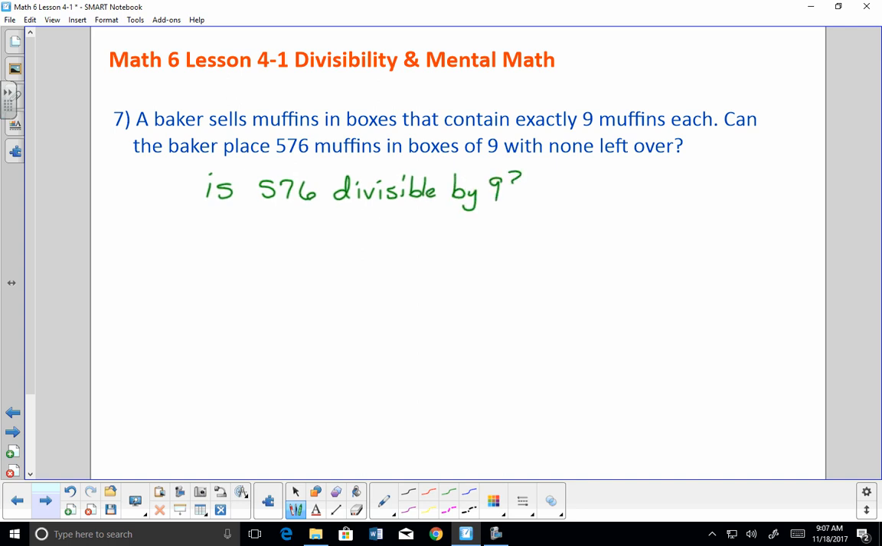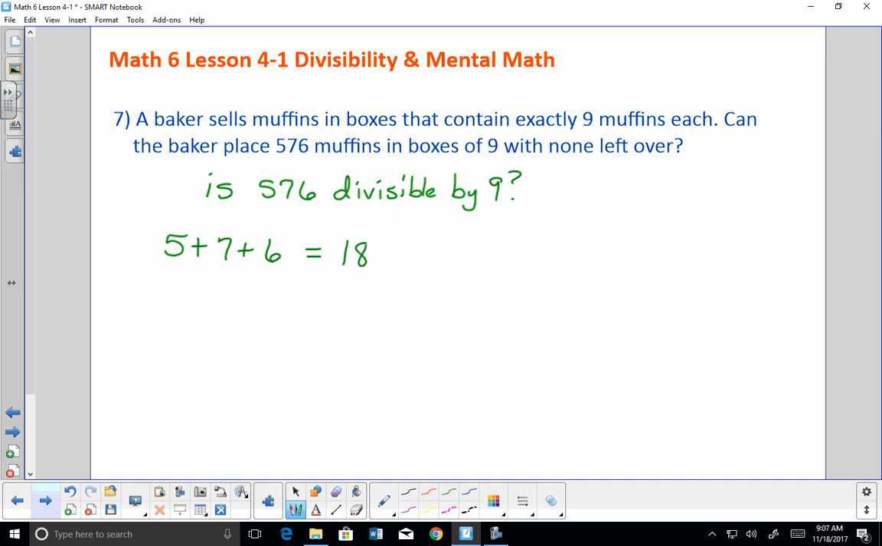They want to know if the 576 muffins can be put into these boxes of 9 with no muffins left over. So let's figure it out. The divisibility rule for 9 is adding the sum of the digits. 5 plus 7 plus 6. Okay. 5 plus 7 is 12. 12 plus 6 is 18. 18 is divisible by 9.